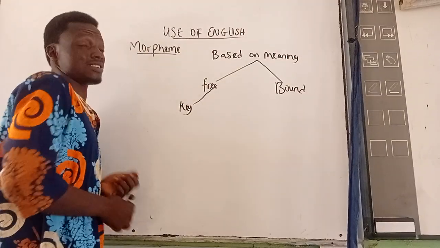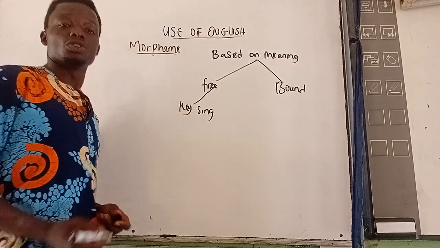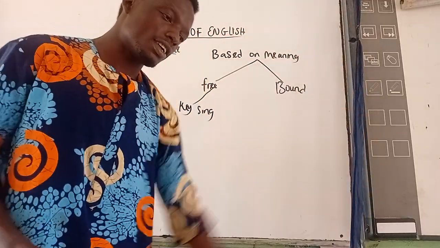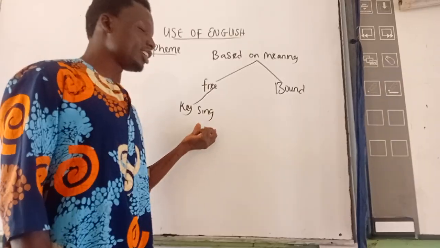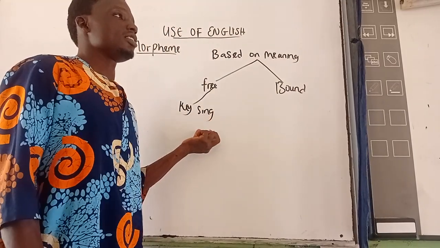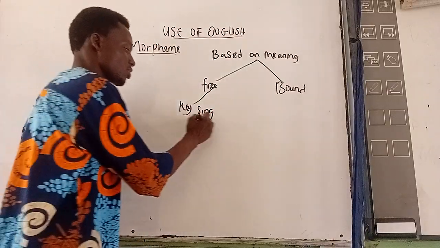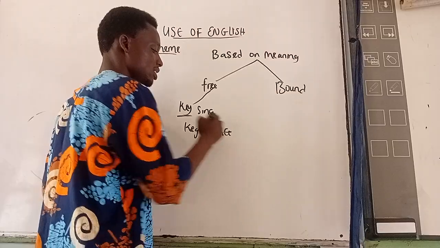You can't break this thing down. Like sing. If you say you want to remove G and remain sin, that's another word entirely. You can't remove G and still maintain the root word. This is the smallest you can have. Key, keg, dance. So these are free morphemes.